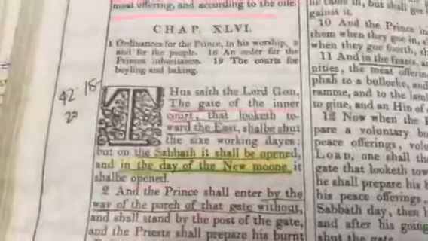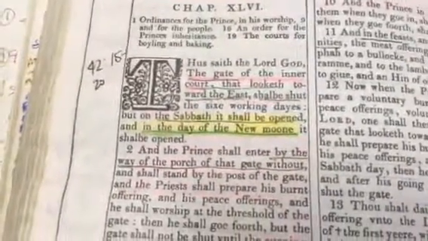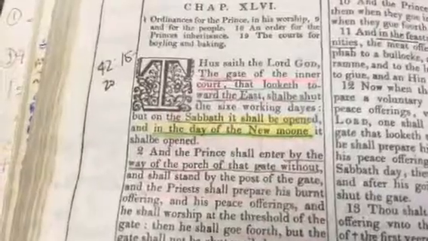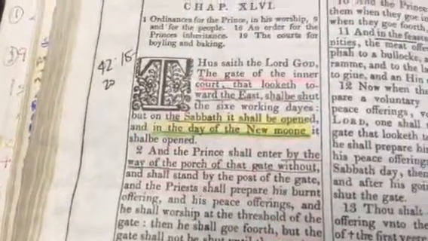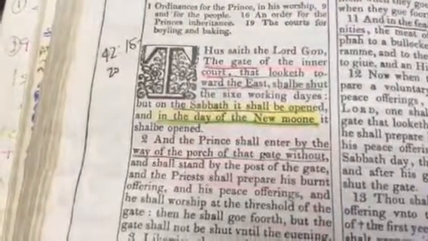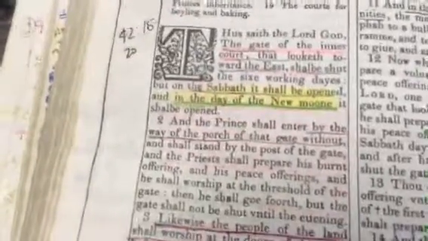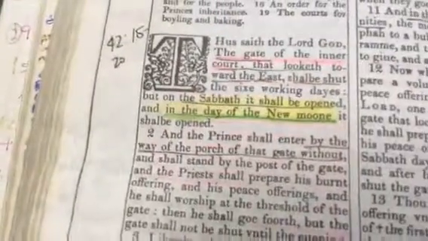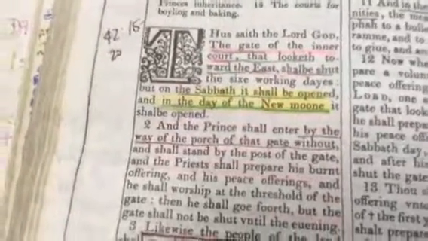Ezekiel chapter 46, verse 1. Thus saith the Most High Elohim, the gate of the inner court that looketh towards the east shall be shut 6 working days, but on the Sabbath it shall be open, and in the day of the new moon it shall be open. Now this verse here is giving our first formula on how to set up our calendar. The lunar, I'm talking about the lunar calendar now, not the sun. I'm talking about the lunar calendar, how to set it up.